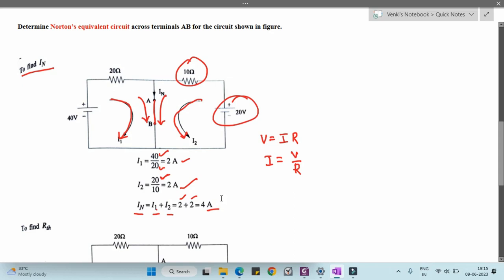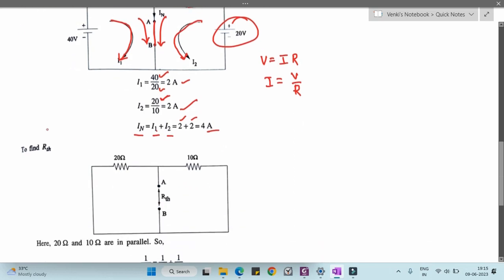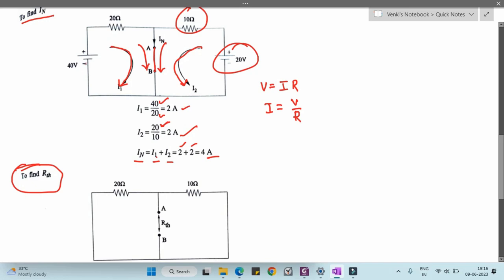So then what is the value that we need to find? We need to find the R Thevenin. The R Thevenin calculation method is similar to that of the Thevenin's theorem. So here what we are going to do is we are going to replace the voltage sources with their equivalent resistance. So these voltage sources are going to be replaced with short circuits. The AB terminals will be open. Now we need to calculate the equivalent resistance between these AB terminals.